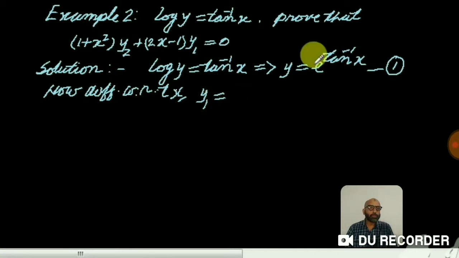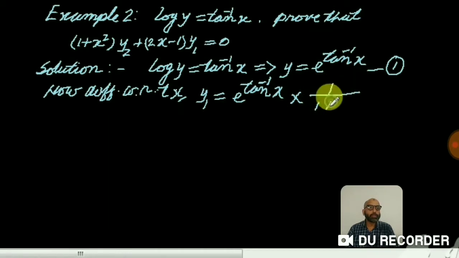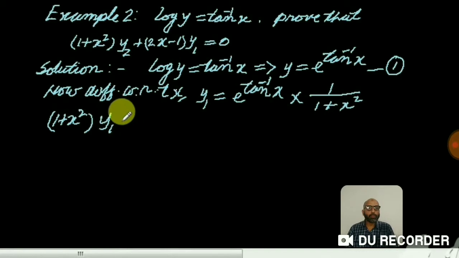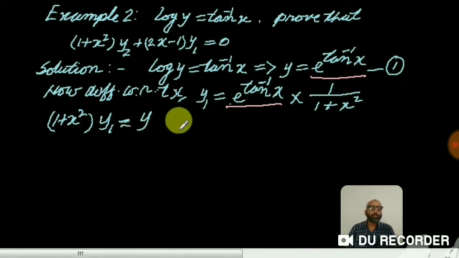y1 is equal to, using chain rule, we have to differentiate e raised to power tan inverse x. So differential is e raised to power tan inverse x multiplied by differential of tan inverse x, 1 upon 1 plus x square. Now transposing 1 plus x square to left hand side, it goes in the numerator, so we get (1 plus x square) y1 is equal to e raised to the power tan inverse x, which is exactly equal to y by equation number 1. So we may replace e raised to power tan inverse x by y. So we get (1 plus x square) y1 is equal to y.